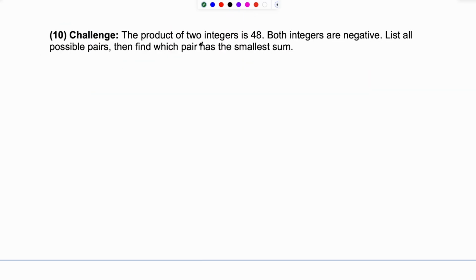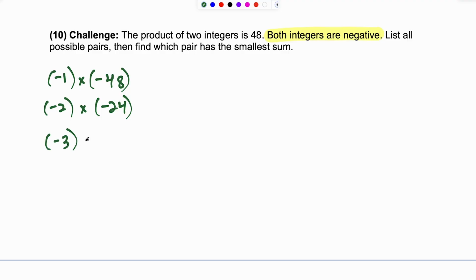Question 10, the product of two integers is 48. Both integers are negative, and we have to list all possible pairs, then find which pair has the smallest sum. So for this one, we could start off by listing the pairs of numbers that multiply to 48, but we're listing the pairs where both integers that we're multiplying are negative. So we could start off here with negative 1 times negative 48. And then we have negative 2 times negative 24. So when both integers are negative, remember a negative times a negative is a positive. So this list that we're making so far is fine.